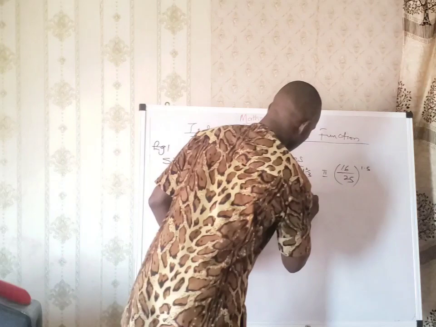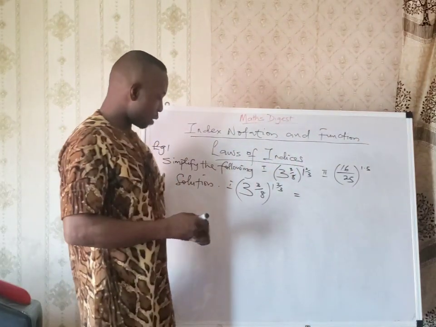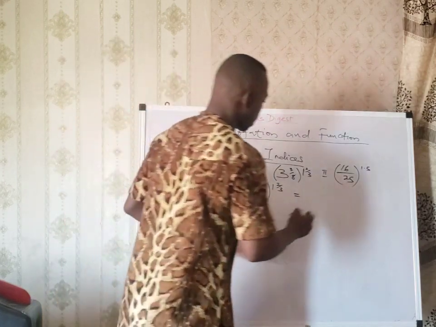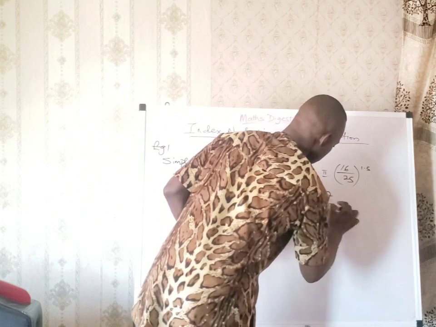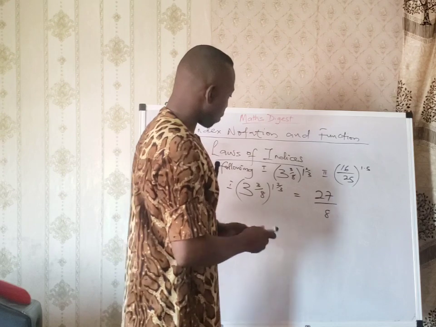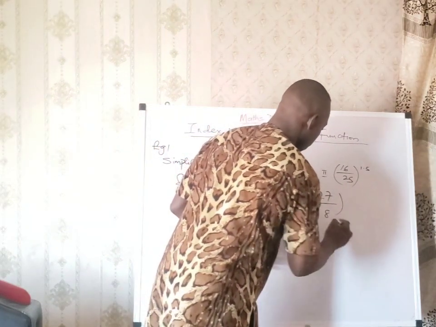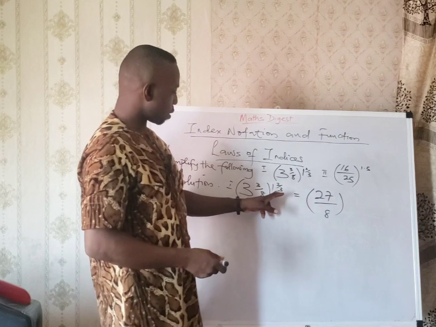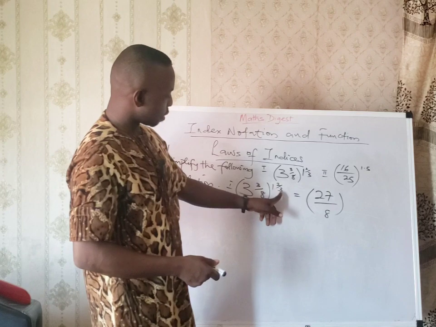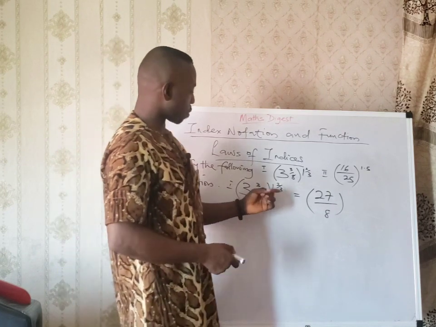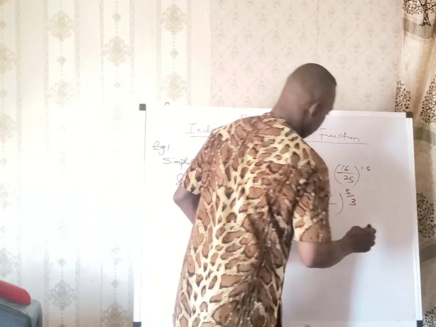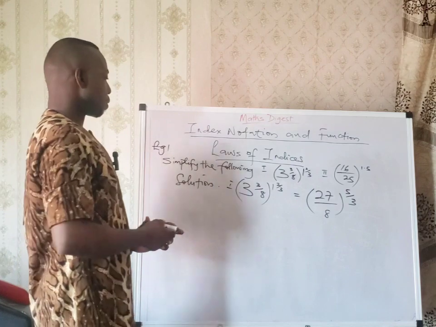Now we say equal to 3 times 8 will give you 24. 24 plus 3 will give you 27. So we have 27 over 8. Now, the power. We have 1 raised to power 1 whole number 2 over 3. So we say 1 times 3 will give you 3. 3 plus 2 will give you 5. So 5 over 3.